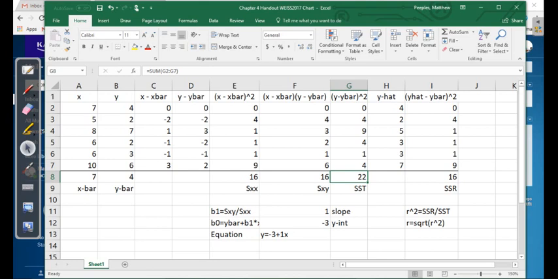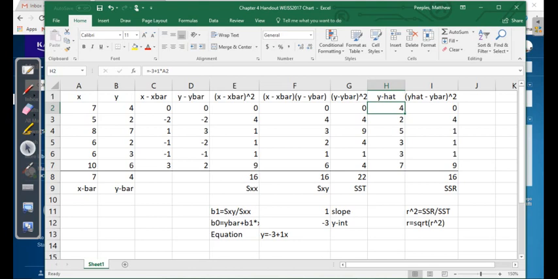Each one of these observations in this column is the squared difference between each actual y value from the table and the mean y. We square that up, and we call that the total sum of squares, SST. Then we get y hat. Y hat is the predicted value.